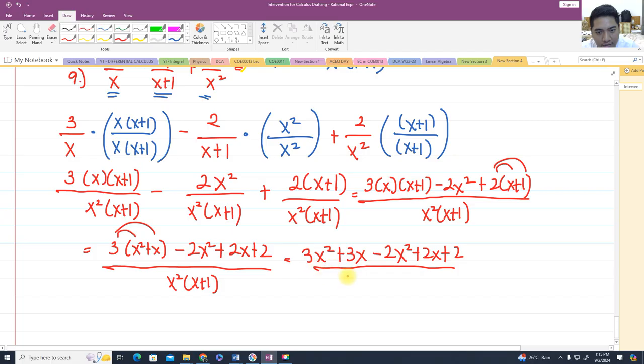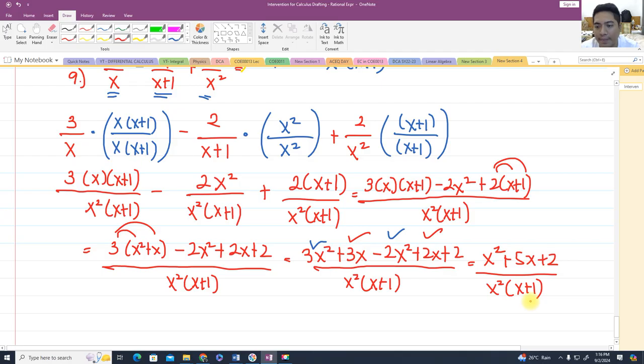So combining like terms and simplifying, if we can simplify some. So you have 3x squared minus 2x squared. That is simply x squared. You have 3x and then 2x. 3x plus 2x, that is 5x. Then you are left with 2. So you have x squared and then you have x plus 1 in here.